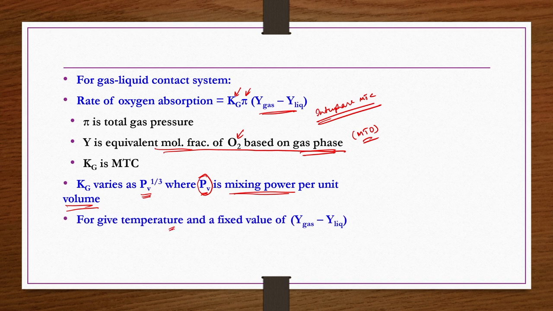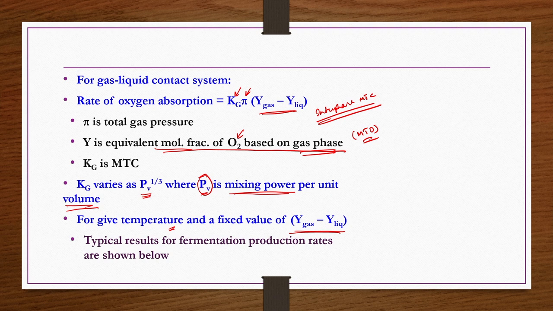For a given temperature and a fixed value of concentration difference, typical results for fermentation production rates are as follows. The production rate is nothing but kg of product per kiloliter per hour, versus either kg multiplied by pi or PV, or cube root of PV multiplied by a constant. This constant may depend on the system, right? It may have only the size of the equipment related things, or the constant related to the flow rates, etc. So that depends on the system, but the major role comes from PV or the cube root of PV.